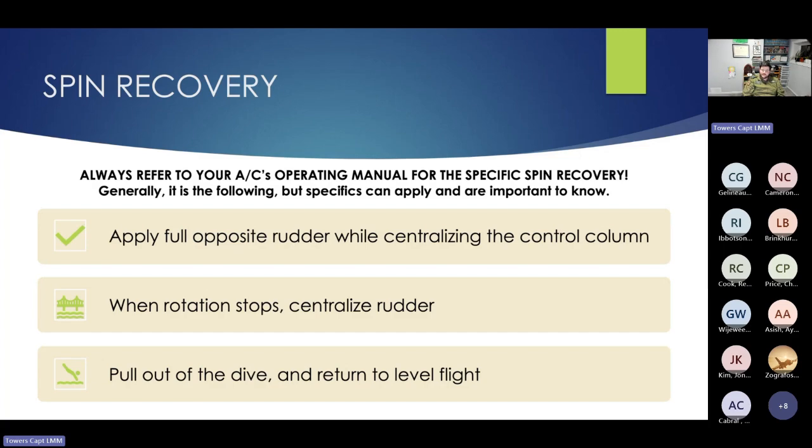When the rotation has stopped, so you're spinning, you stomp on the rudder, get that full opposite rudder to stop it from spinning. When that rotation is stopped, you can centralize the rudder at that point and then pull out of the dive and return to your level flight.